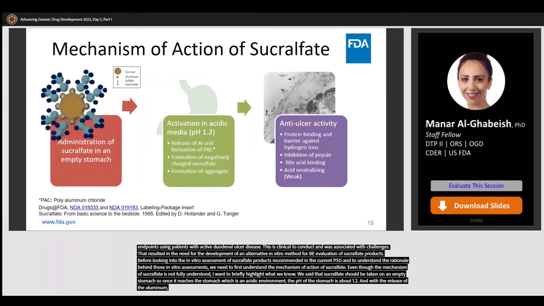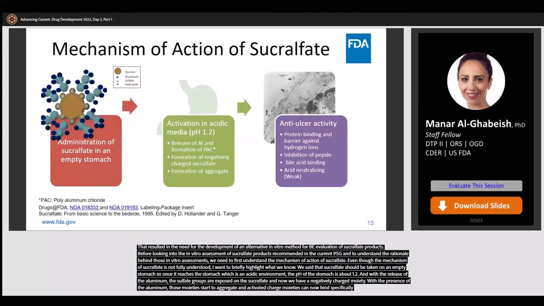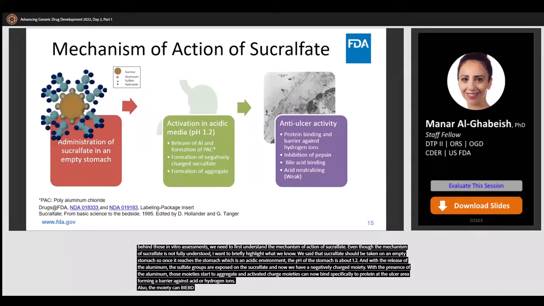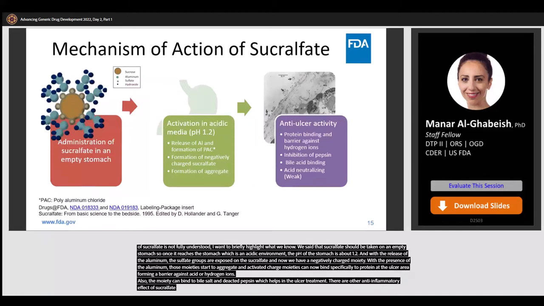negatively charged moieties. With the presence of the aluminium, those moieties start to aggregate, and the activated charged moieties can now bind specifically to protein at the ulcer area, forming a barrier against acid or hydrogen ions. Also, the moieties can bind to bile salt and bind and deactivate pepsin, which helps in the ulcer treatment. There are other anti-inflammatory effects of sucralfate, as well as sucralfate has some acid neutralizing capacity.